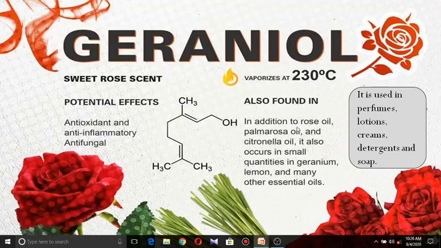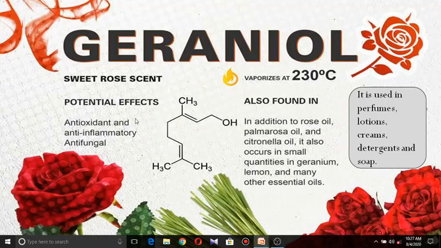In addition to rose oil, it is also found in palmarosa oil and citronella oil. It also occurs in small quantities in geranium, lemon and many essential oils. That's why its utility is in perfumes, lotions, creams, aftershave lotions, detergents and soap. It vaporizes at 230 degrees centigrade. When extracted from rose oil, it is pale yellow in color, but its pure form is colorless.